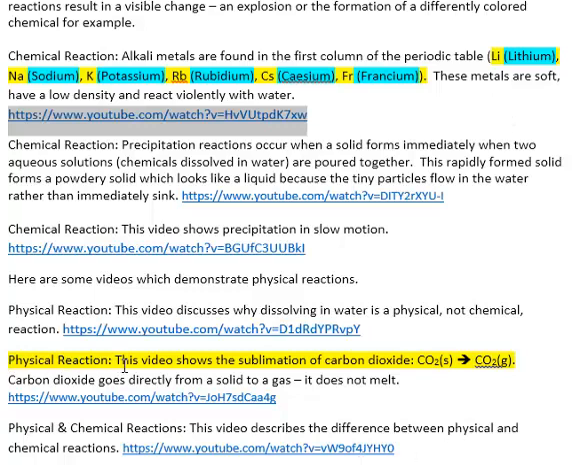So down here, physical reactions, this video shows the sublimation of carbon dioxide, which is carbon dioxide in the solid form going to carbon dioxide in the gaseous form. Again, we see this is a physical reaction because we have the same chemical, CO2, carbon dioxide, on the left and the right-hand side of the arrow.